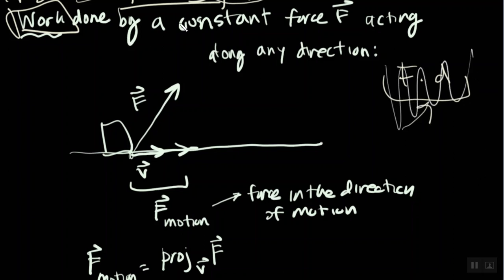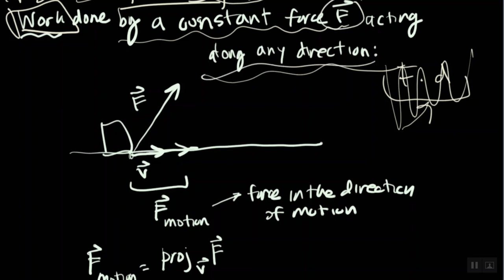So work is done by a constant force in this example, acting in any direction. So this force will act in any direction. So let's just say that this object is moving in the direction of the vector v. Now, it's moving that way, but the force is being pulled in a completely different direction.